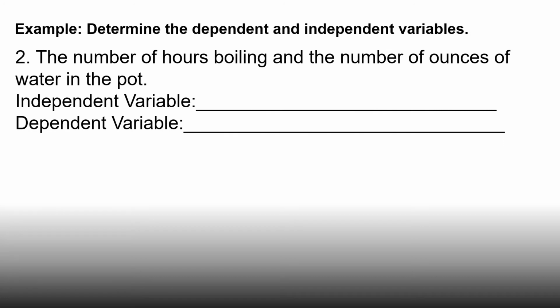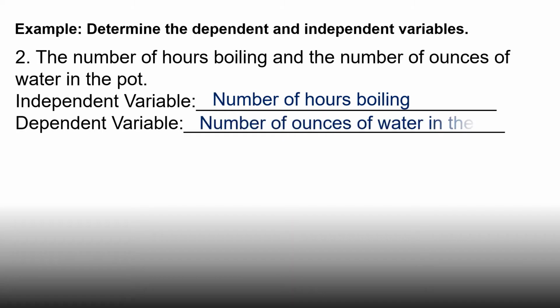Example number 2. The number of hours boiling and the number of ounces of water in the pot. Which do you think is the dependent and independent variable? Yes, you're right. Independent variable is the number of hours boiling. And dependent variable is the number of ounces of water in the pot. So kung mapapansin ninyo, pag nagpapakulo ka ng tubig, habang tumatagal ang pagpapakulo, nababawasan yung dami ng tubig. Ibig sabihin, yung dami ng tubig sa pot ay depende kung gaano mo na katagal pinapakulo yung tubig.